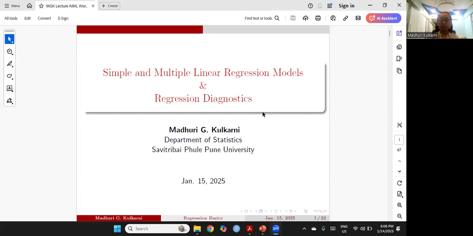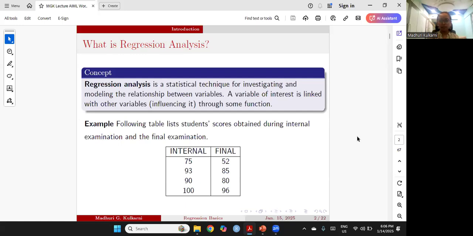So let us first look at the simple linear regression model. What do we mean by a regression model? I have tried to consider an example which all of us can understand because we were students at some stage. We are still students. Regression analysis is basically a statistical technique for investigating and modeling the relationship between variables. A variable of interest is linked with other variables through some function, and that we call a regression function or regression model. Let me elaborate this through an example.